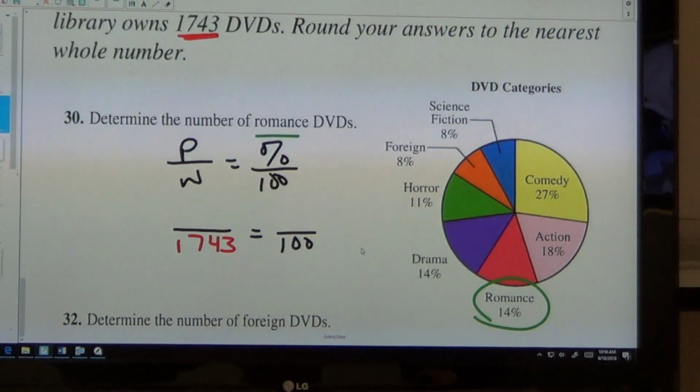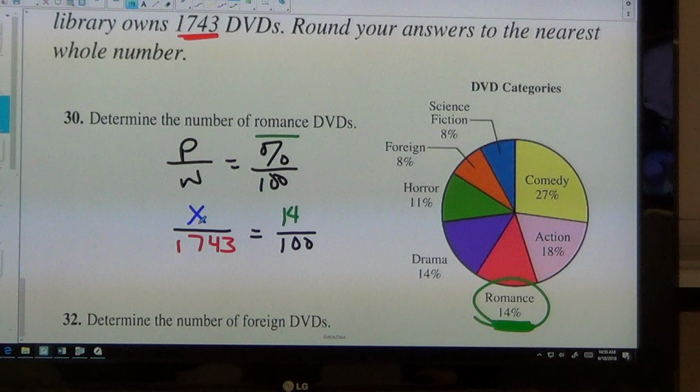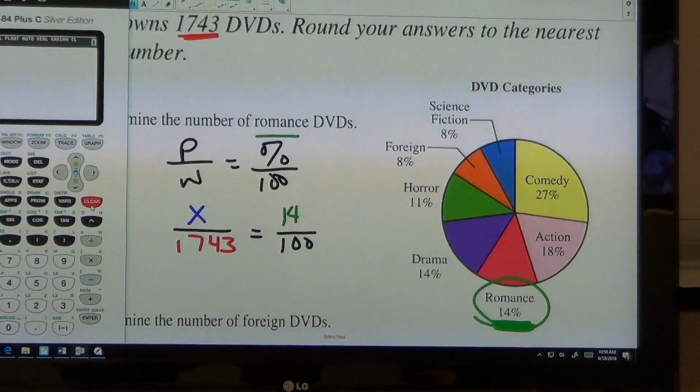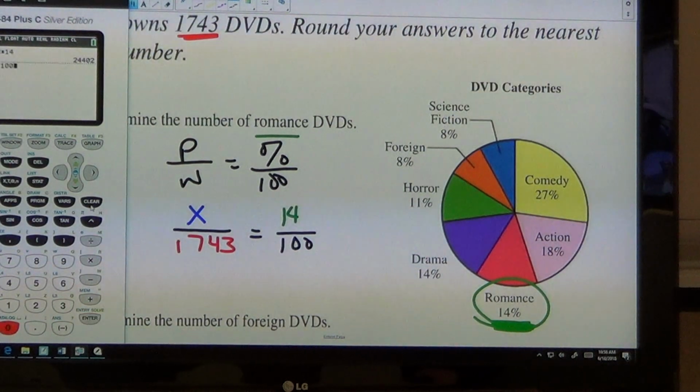Okay? What other number do I have to look at? 14 is going to be my what? Percent. And I'm trying to find what part is romance. How many of those 1,743 are going to be romance DVDs? So I multiply the two that are diagonally across from each other. So I'm going to do 1,743 times 14 and divide by 100.